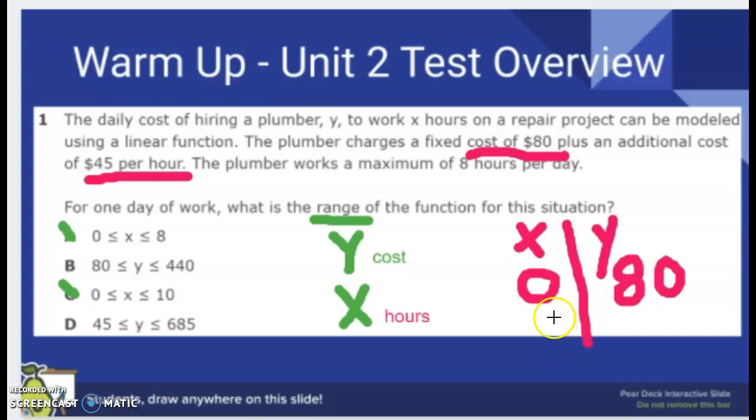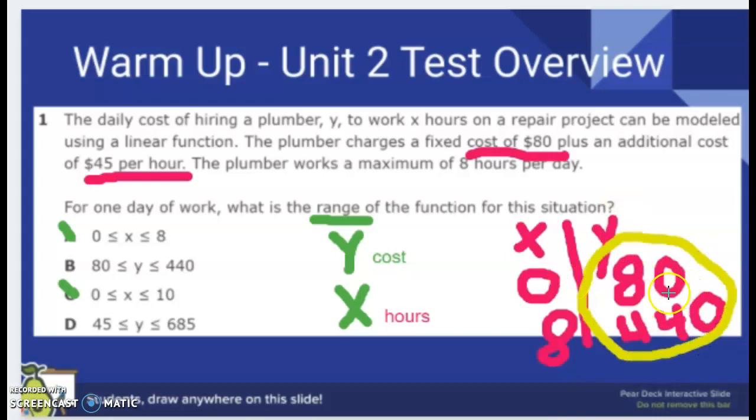Okay? After one day, 8 hours. So one day, remember, 8 hours. He's going to get $440. Okay, because he worked those 8 hours times $45, which gives me $360, plus the 80. Don't forget to add those $80 in there. Okay, so if we look at our y values, our y values range from 80 to 440.